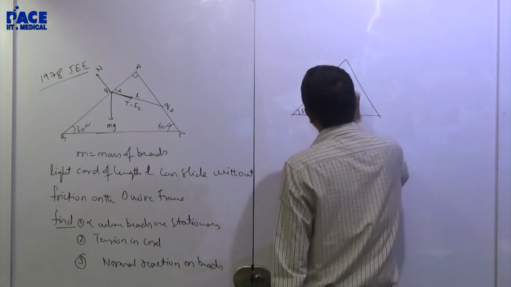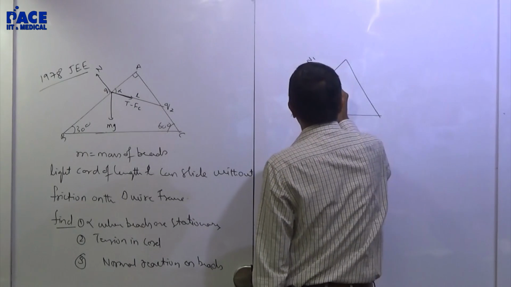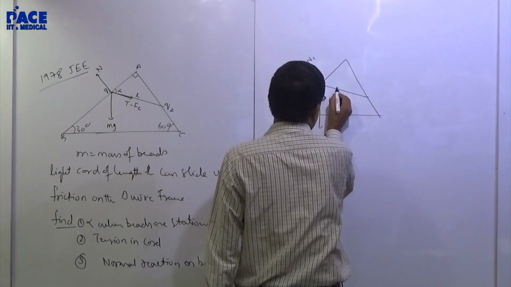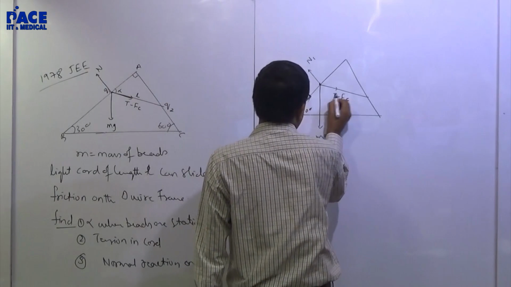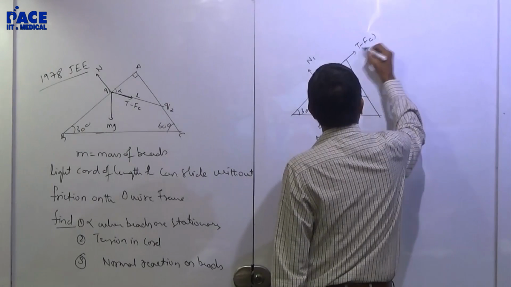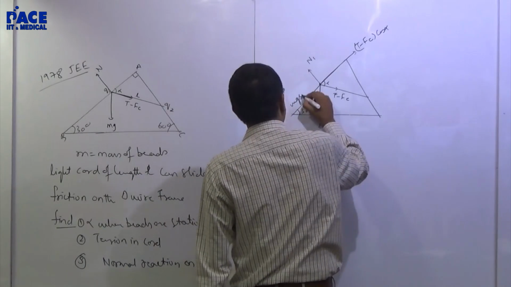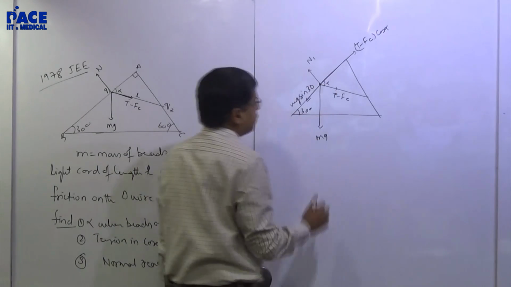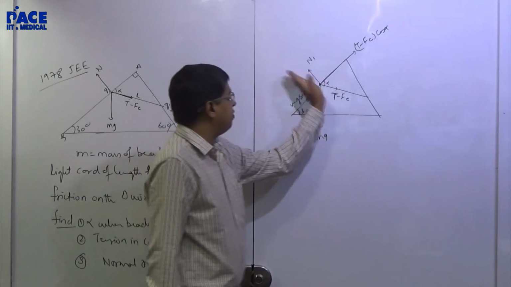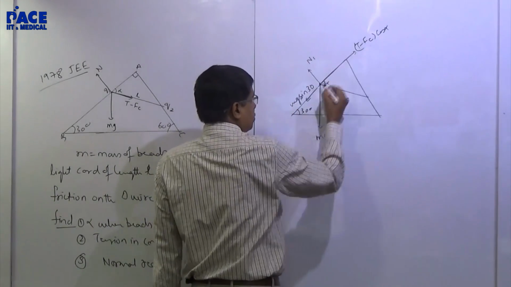This is 30 degree. On Q1 you are taking normal force N1 this way, mg this way, and T minus Fe this way. This angle is alpha. So this will be T minus Fe cos alpha. This will be mg sin 30. Tension in the cord minus Fe, because Fe will be outwards. I took it in the opposite direction. So equate this to this.